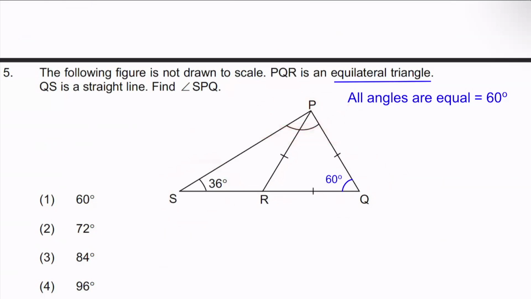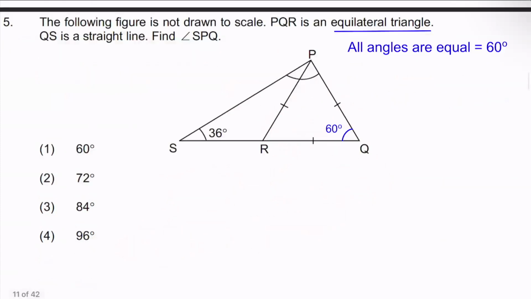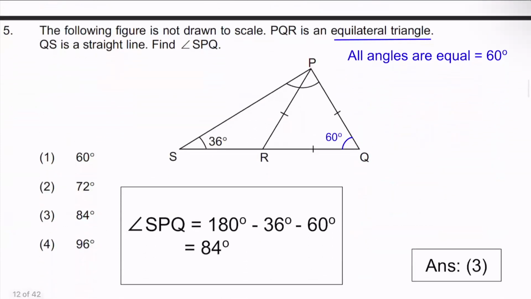Yes, right? Why can you find angle SPQ? Because angles in a triangle equal 180 degrees. So you can work backwards, right? So angle SPQ is equal to 180 minus 36 minus 60. You get 84 degrees. So the answer is number 3.